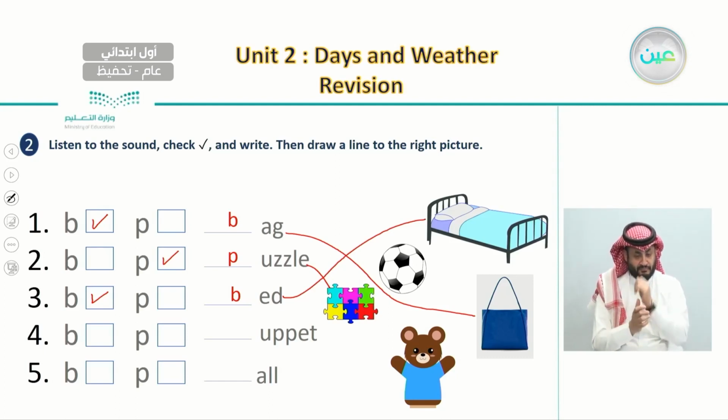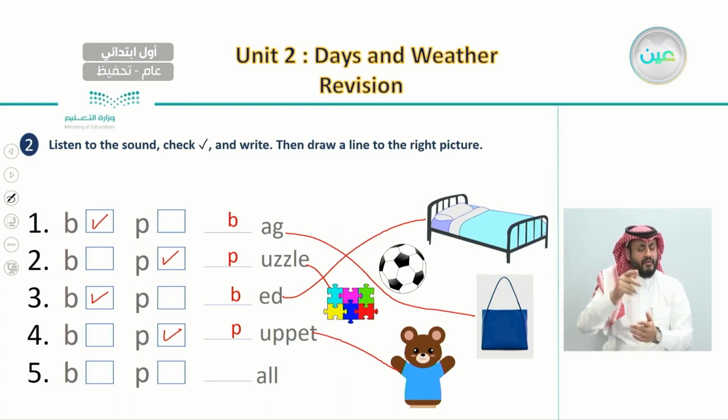Now this will leave us with number 4. The word in number 4 is puppet. Puppet. So puppet starts with the letter P. So here we write the letter P and we match the word to the picture, puppet. Now number 5. The word is ball. Ball. So here we put a check mark on B, and then we write the letter B and we match the word to the picture.